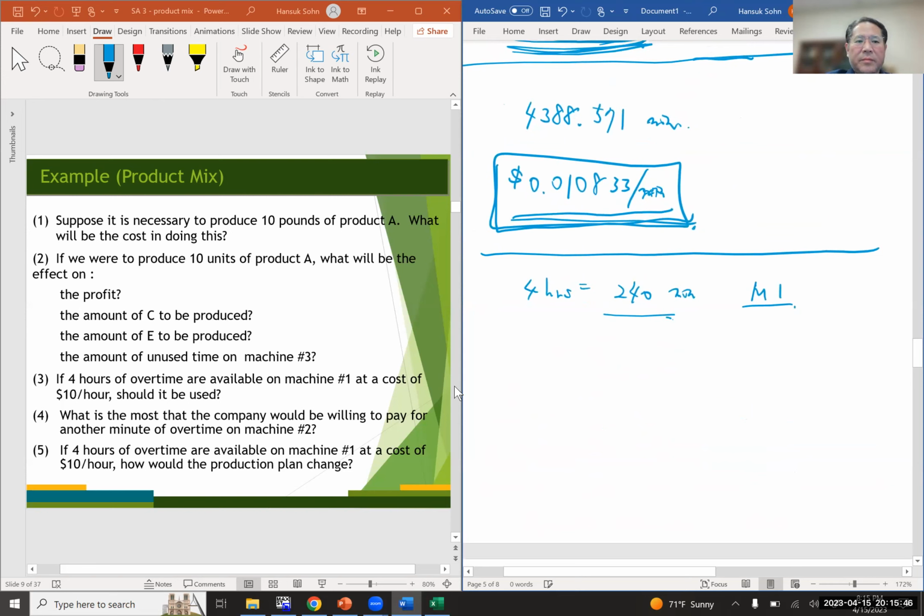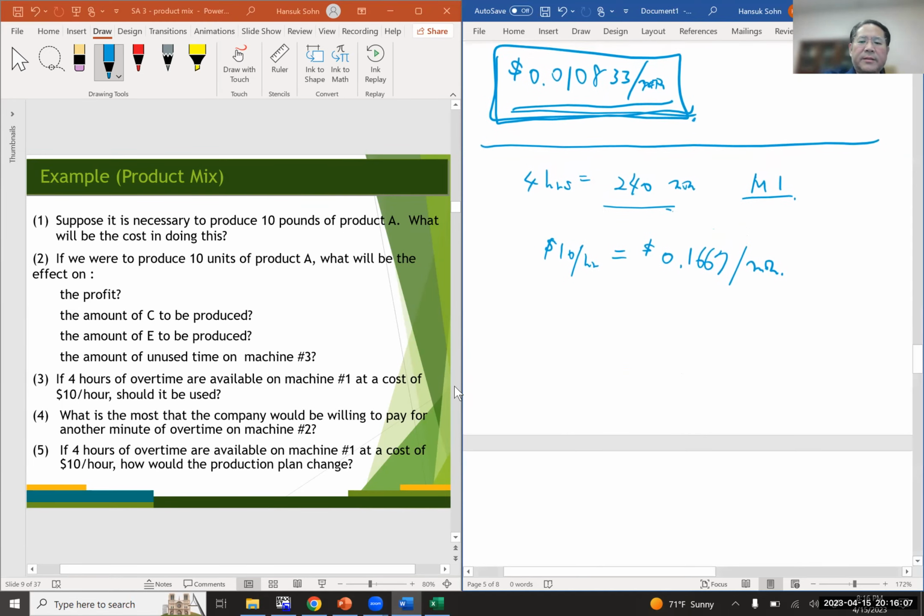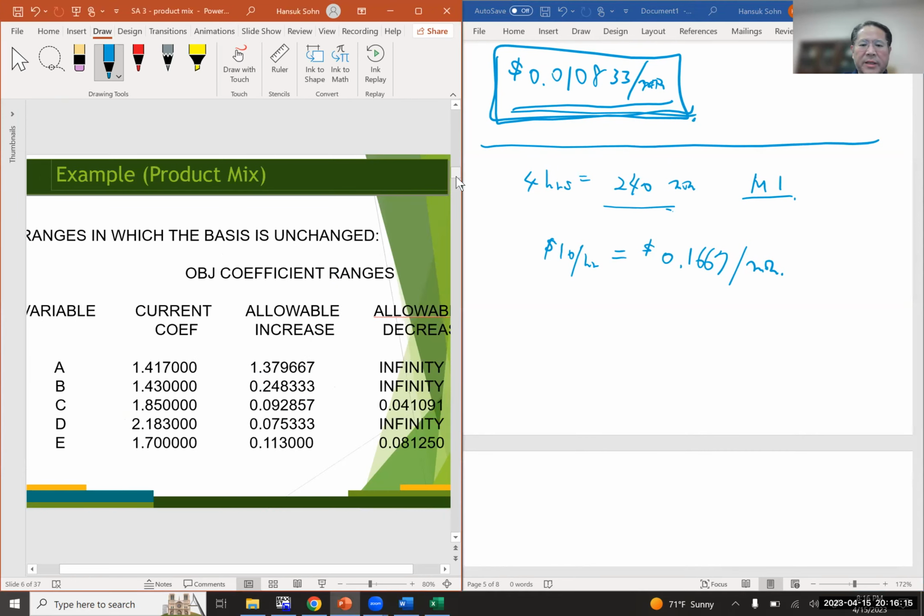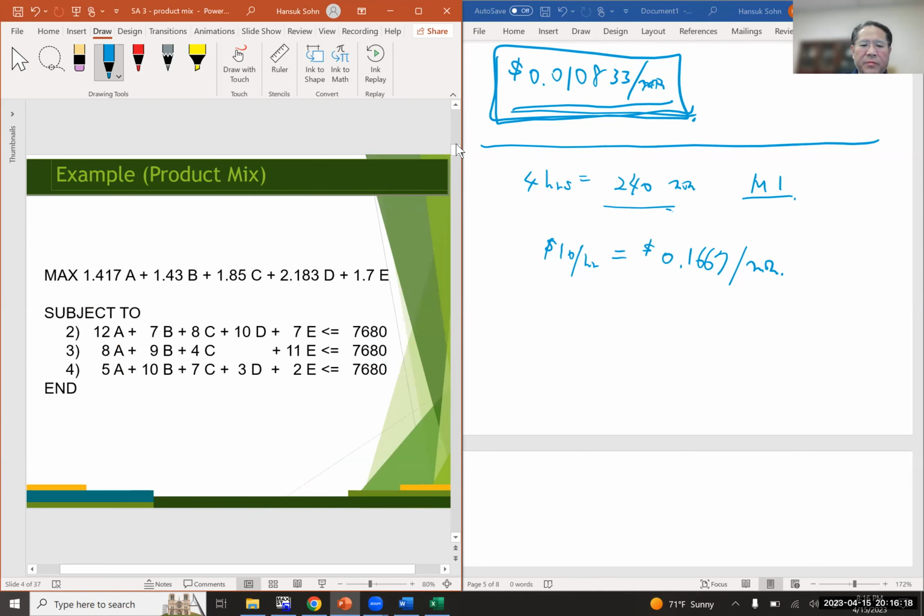So $10 per hour would be the same as 0.1667 per minute, right? How the production plan changes. Okay. So currently, let's look at the LP formulation. Okay, so we need to consider the second constraint.